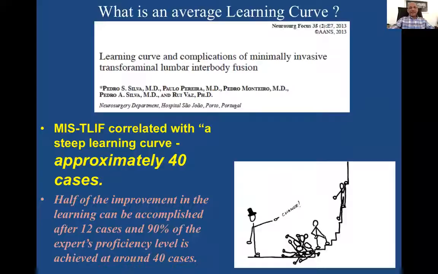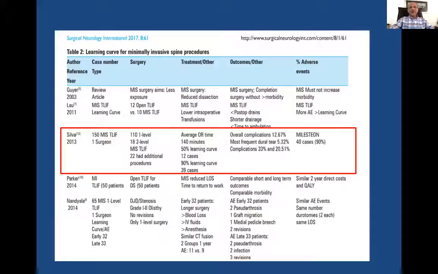So if you've done open surgeries and you understand all that, then it's much easier for you to understand the concept. And before falling down, you could have brilliant results. So this is from SNI 2017. And this is the study from Silva, in which they showed that the overall complication rate was up to 12%, with more frequent dural tears at 5%, and complications of about 33 and 20. They showed this in their first 100 cases, followed by the rest of the cases. And they kept showing that the results continued to improve and then plateaued afterwards.